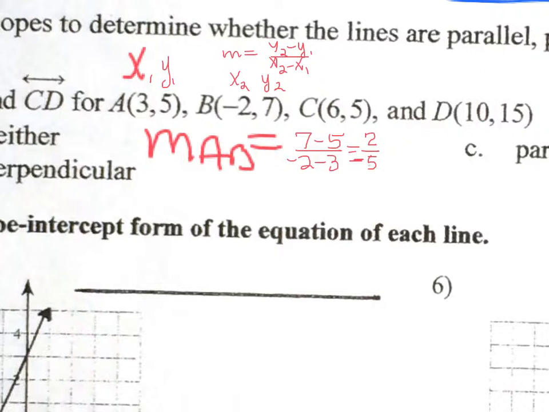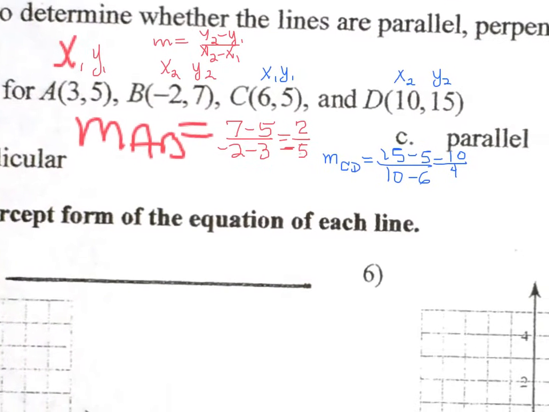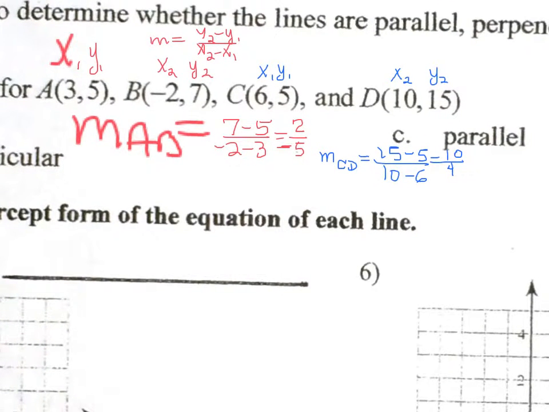Then I get the slope of the second one. So it's the slope of CD. I label my points x1, y1, x2, and y2. Then I just substitute those values into the slope formula. And that would be 15 minus 5 divided by 10 minus 6. When you simplify, that would be 10 divided by 4, since 10 minus 6 is 4. Then you need to simplify that number, and that would be 5 over 2.